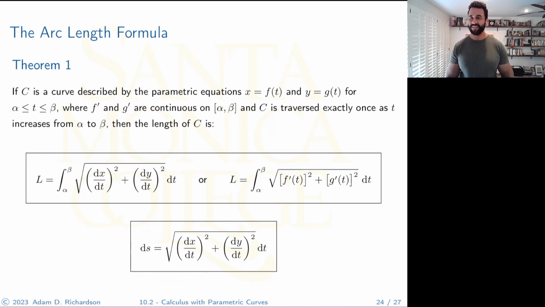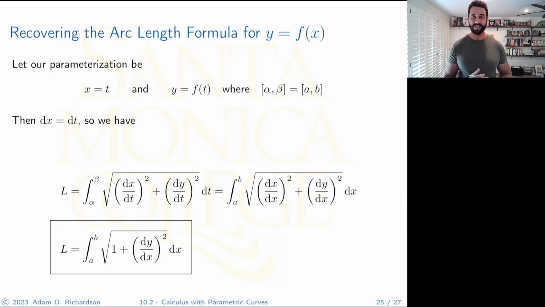And then now let's see a cute result. All right, here we go. Let's recover the formula that we got in section 8.1. So let our parameterization be this. Let x be t, and then y is equal to f of t. And now because x is equal to t, alpha is equal to a and beta is equal to b, because they're the same, right? Now, when we differentiate this with respect to t, we get that dx is equal to dt. So using our new formula, we can sub in what we have here and we get this.